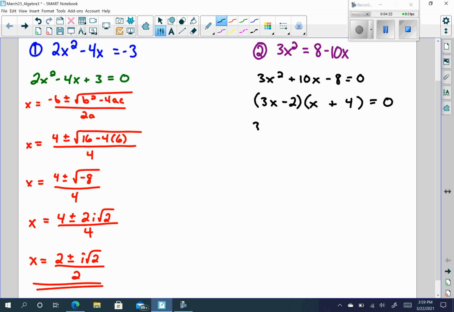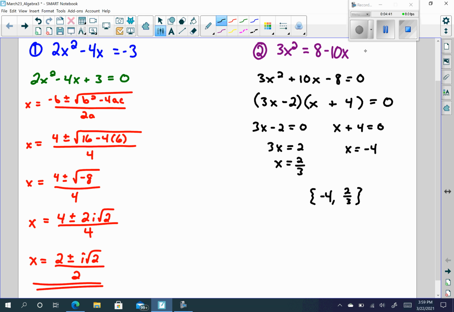So now I just set each factor equal to 0. Add 2 to both sides here, so 3x is going to equal 2. Divide by 3, so x is going to equal 2/3. Over here, x will equal negative 4. So our solution here is negative 4 and 2/3.